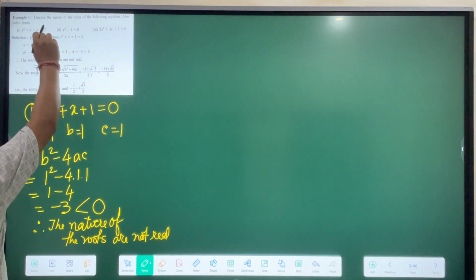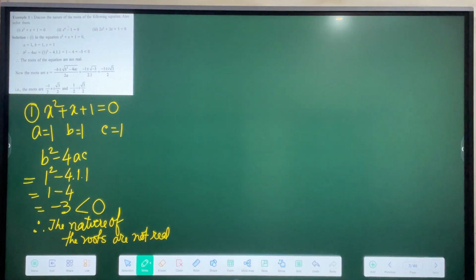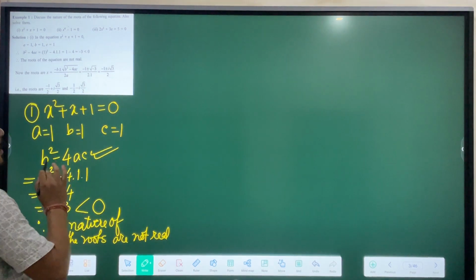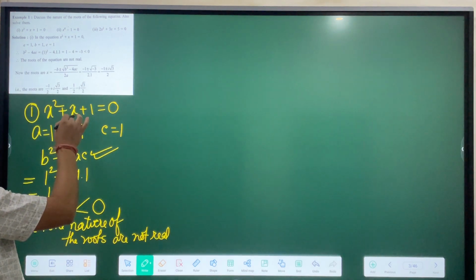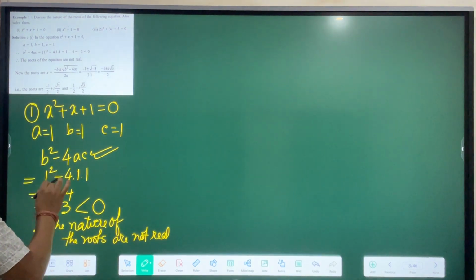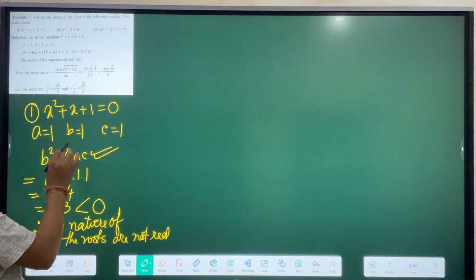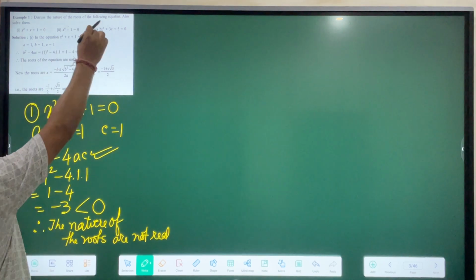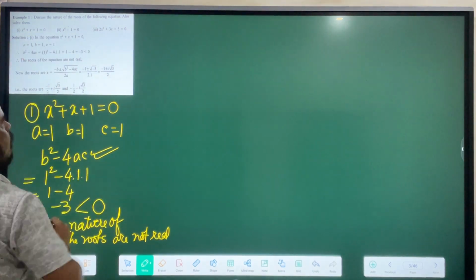So it was asked to find out first the nature, so we have found the nature. While asking to find out the nature of roots, we will do the calculation for b square minus 4ac for whatever quadratic equation is given. So we don't have to worry about that. Just put the values in place of a, b and c and do the calculation, and you will see whatever you get.